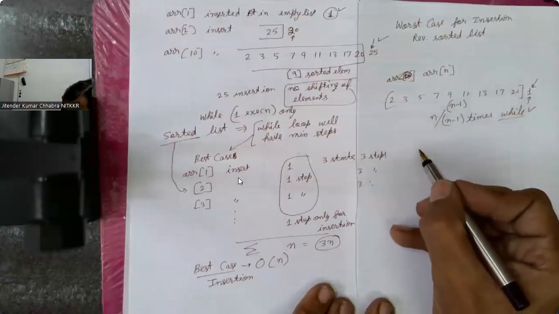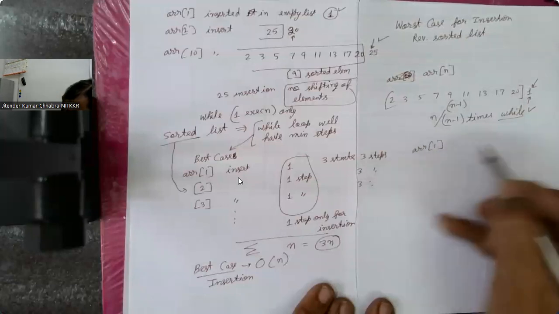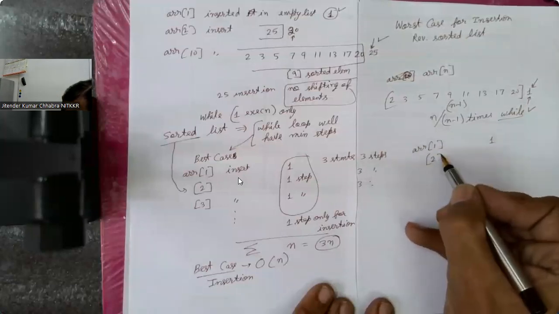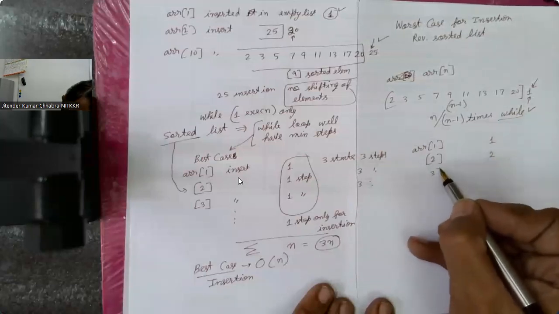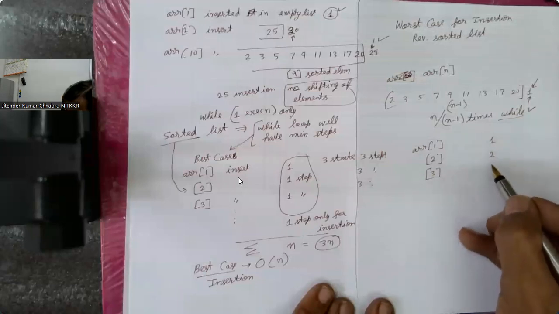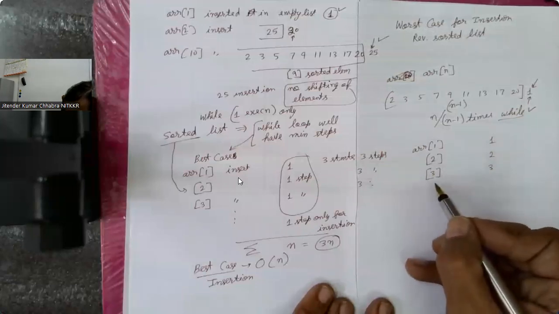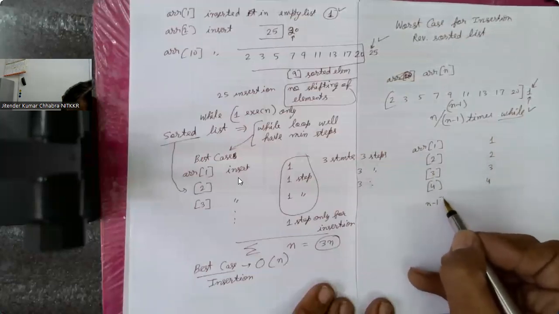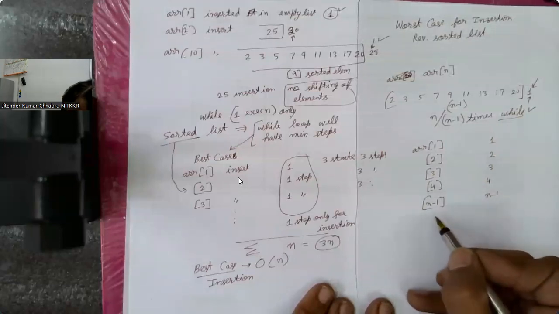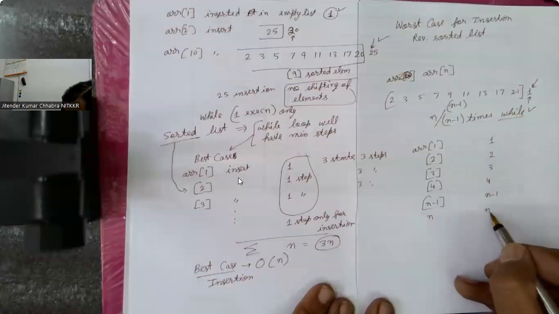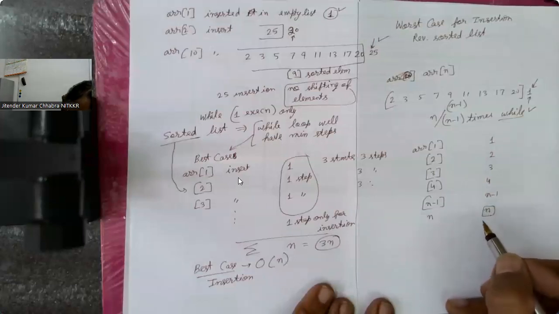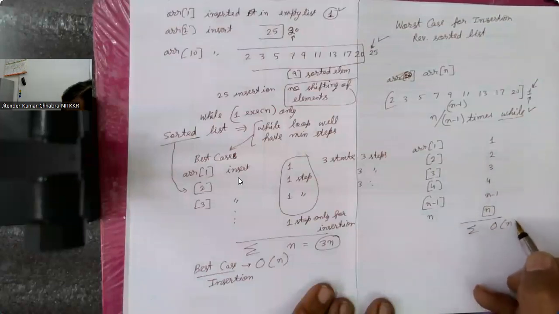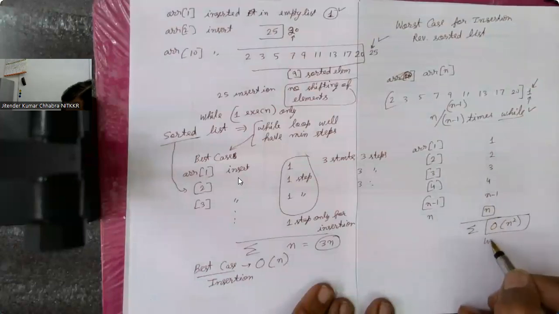So when the first element, array 1, was being inserted, let's say it takes 1 step, but when array 2 comes, it will take 2 steps because all elements need to be shifted. 2 steps or 3 steps, whatever you say. Third element, all previous 2 elements need shifting. Fourth element, all previous elements need shifting. The n minus 1th element coming, all n minus 1 steps needed to shift. Nth element coming, all n steps or n minus 1 steps, whatever you say. So effectively, if you sum up, this becomes order of n square. So in worst case, insertion sort is going to be order of n square.